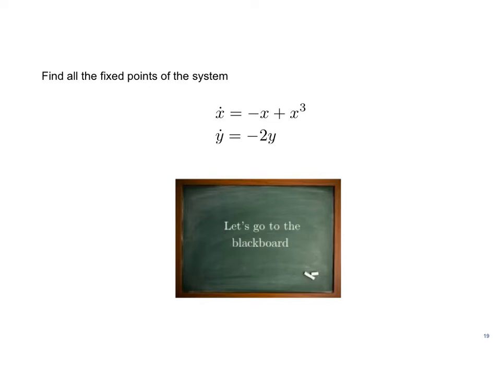Okay, so let's go with our first example. We have this system of equations. So the idea is that we will just find the fixed points, and then we find the Jacobian at those fixed points, and we make an analysis based on the phase portrait. Okay, so let's do this together.